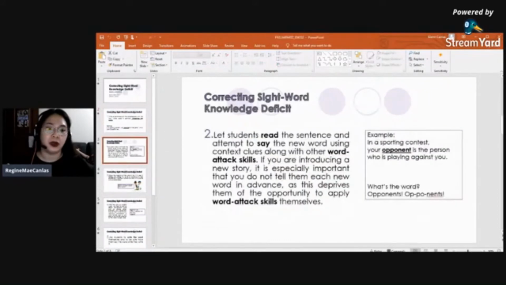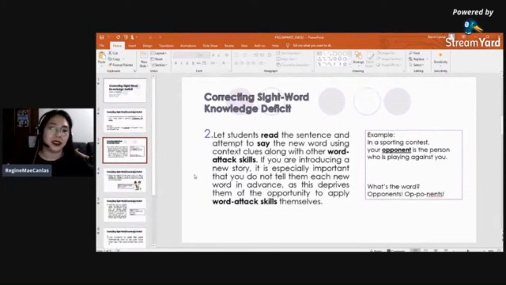And then the second part, let the students read the sentence and attempt to say the new word using context clues along with other word attack skills. If you are introducing a new story, it is especially important that you do not tell them each new word in advance, as this deprives them of the opportunity to apply the word attack skills themselves. So, what are word attack skills? Word attack skills refers to the strategies that help students in decoding, pronouncing, and understanding unfamiliar words.